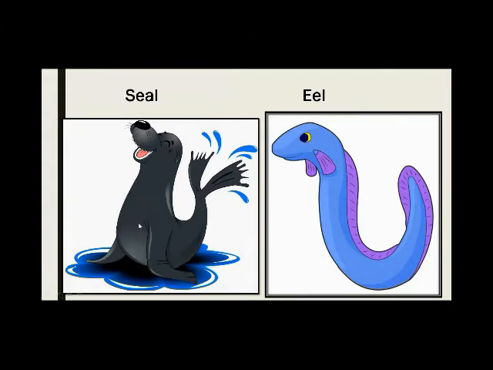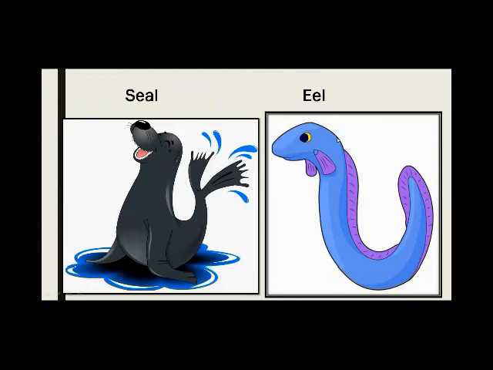Seals have four flippers. Can you see this? They have four flippers. Two flippers are at the front and two flippers are behind the body. With the help of these flippers, they can swim inside the water.